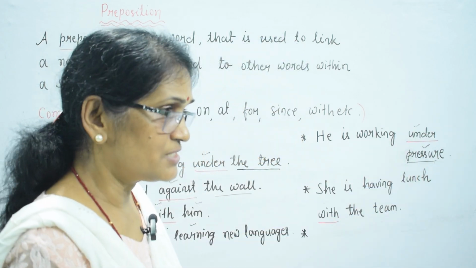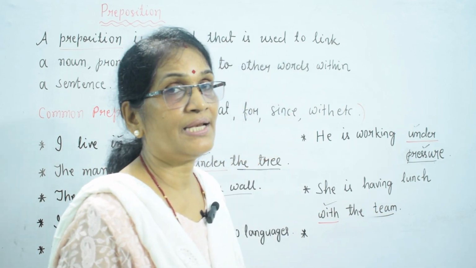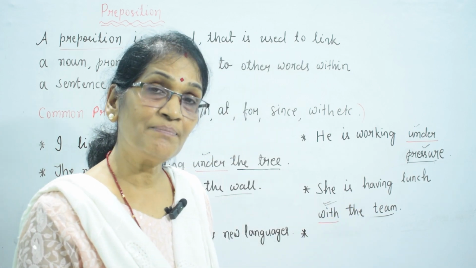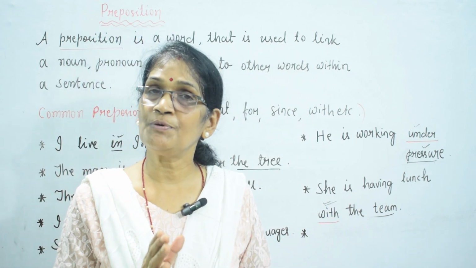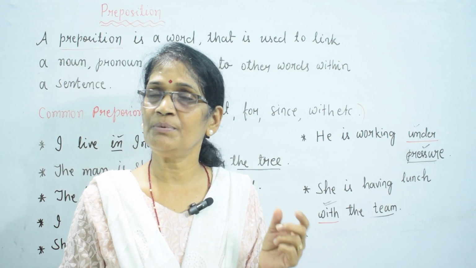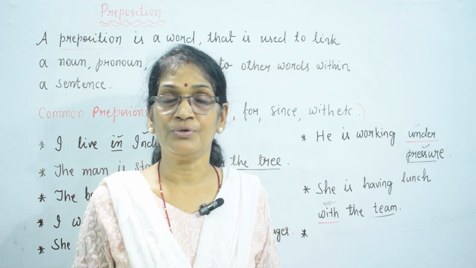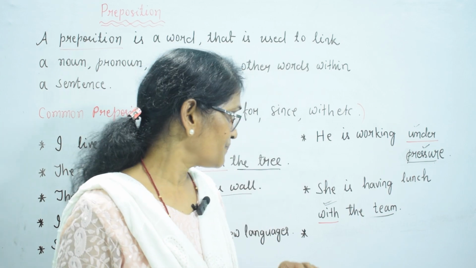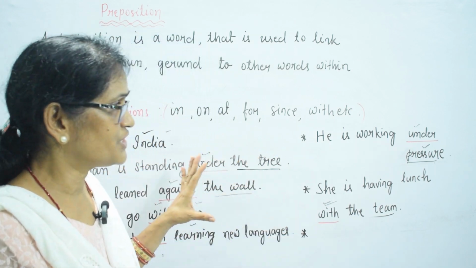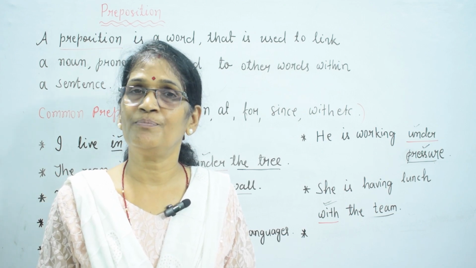She is having lunch with the team. With the team. Team is a collective noun. So before a collective noun, we use a preposition. That means prepositions are used before nouns, in the sense of before common nouns, proper nouns, collective nouns, abstract nouns, pronouns, and also before gerunds. This is the position. Always the prepositions are followed by nouns.